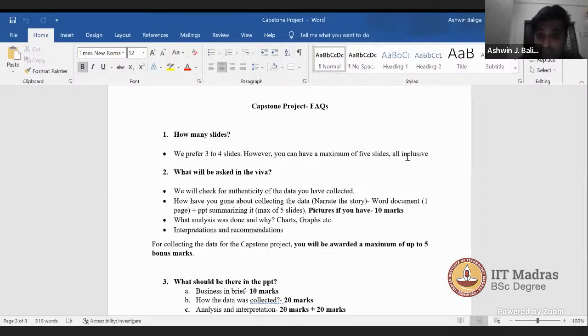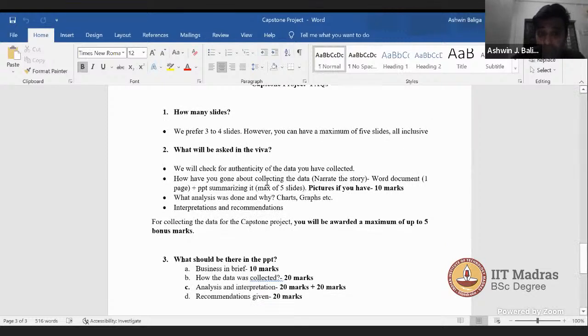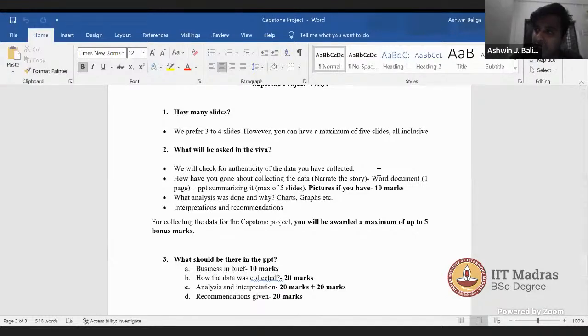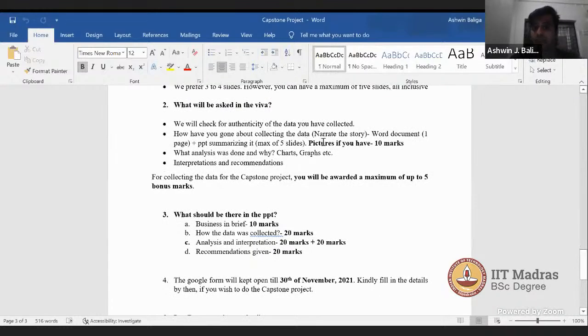And what will we be asking of you in the Viva? We'll check for the authenticity of the data that you have collected. Typically in a presentation you cannot show all the Excel sheets or lots of raw data which you have collected, so that Excel sheet will be kept separately. The examiners will be asking you for the Excel sheet or the way in which you have collected the data. You will have to narrate the story. How did you go about collecting the data?